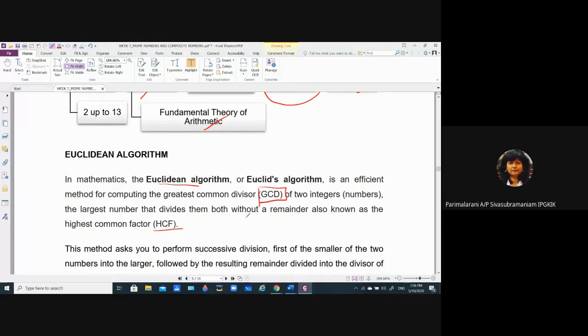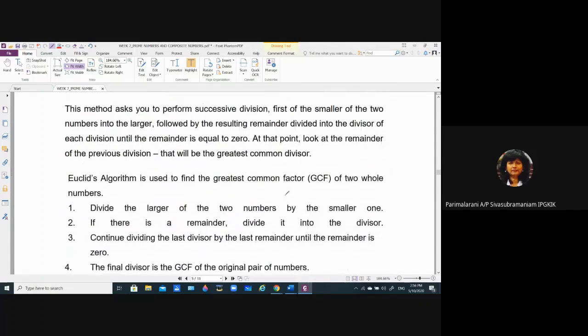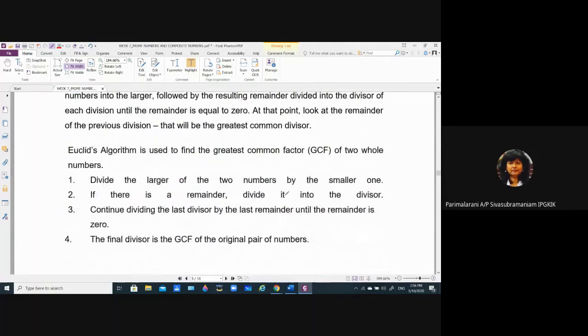Okay, so before this, if we wanted to find the highest common factor, we used prime factorization, right? We used prime factorization and then we drew the Venn diagram to find the HCF, or we found the common factors and multiplied them. Now there's another way of finding the HCF or GCD. The algorithm for this method is called Euclid's algorithm. Algorithm means the steps involved in finding your GCF.